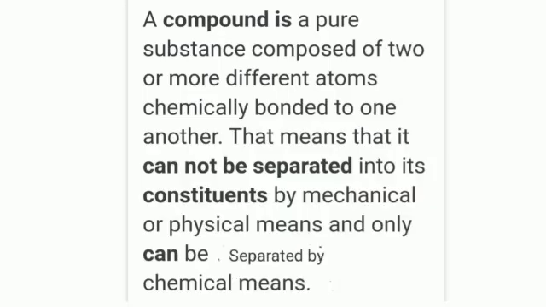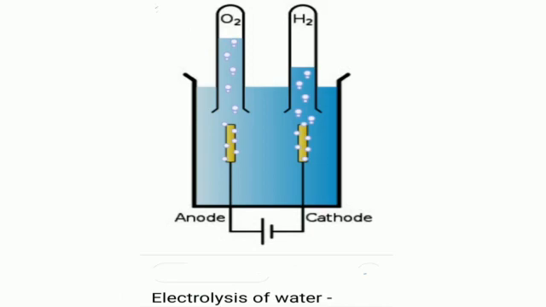Now the next characteristic is it is not possible to separate the constituents of a compound by physical means. Now we have water again. Water cannot be separated into its constituents, that is hydrogen and oxygen, by any physical means like boiling or filtration. It can be only done by passing electric current through acidified water during a process called electrolysis of water.